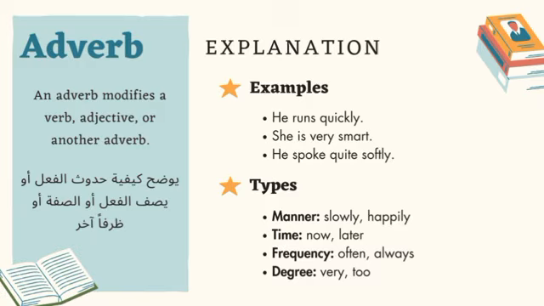In its types, we have the adverb of manner like slowly, happily, adverb of time like now and later, adverb of frequency like always, never, and adverb of degree like very, too, etc. Adverbs tell us how, when, where, and to what extent the action is done in a sentence.